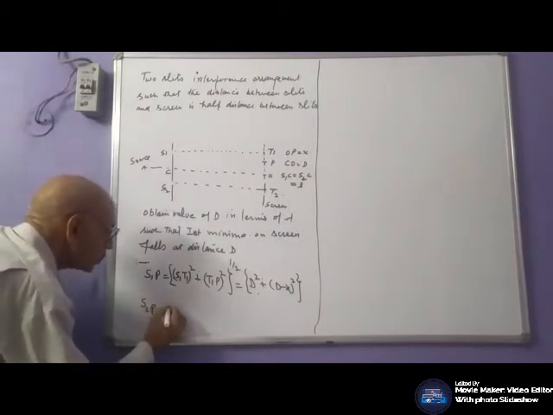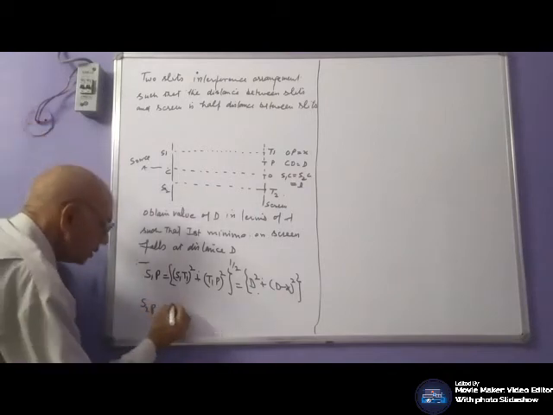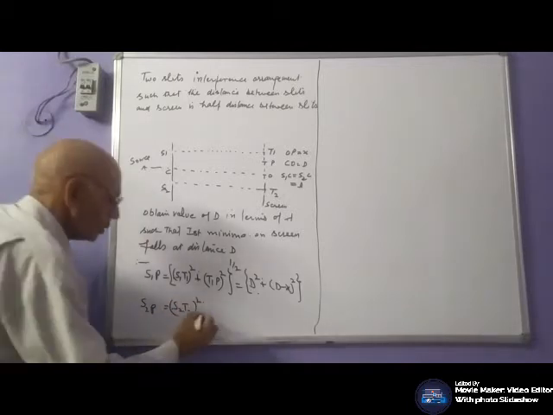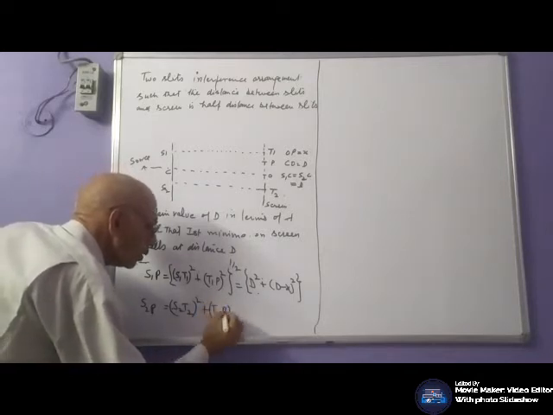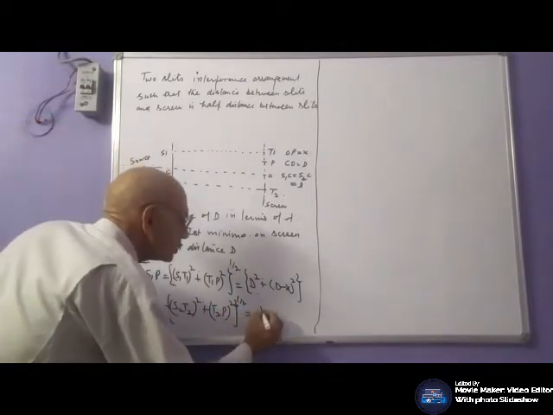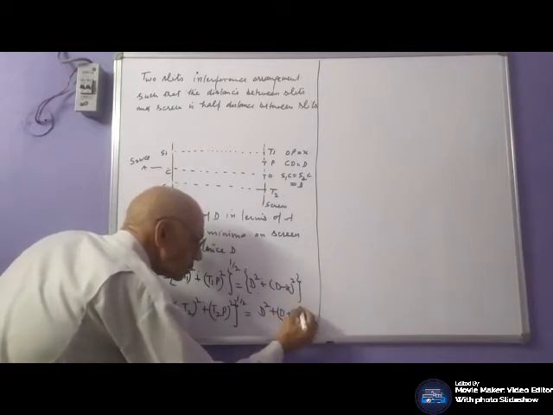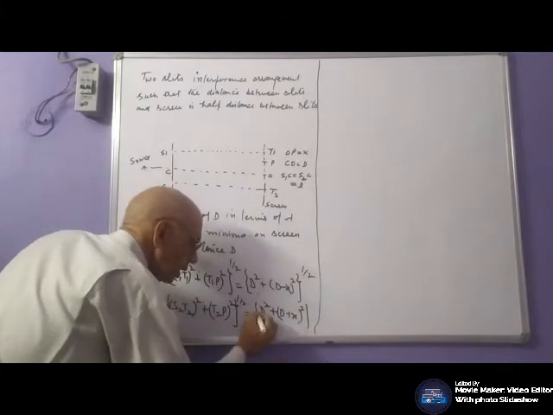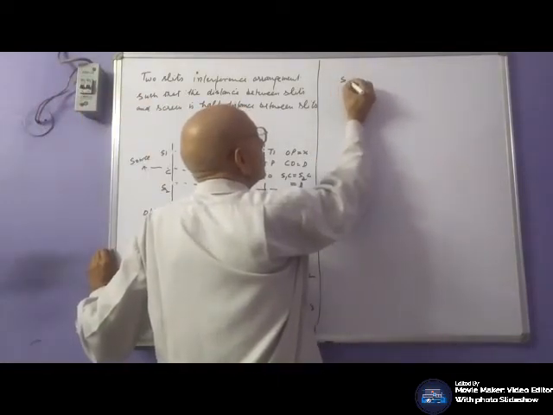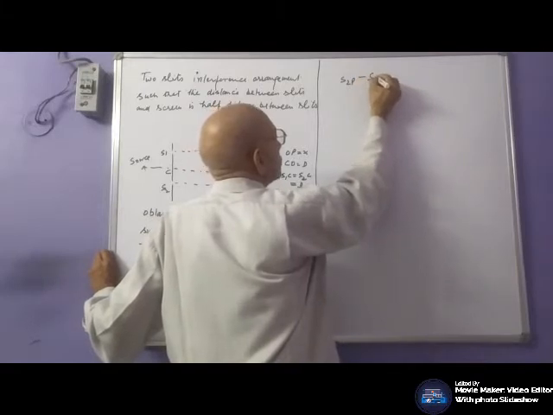S2P, this is S2P, this length, it is S2T2 whole square plus T2P whole square under the root. It is D square plus D plus x whole square, to the power 1 by 2. Path difference S2P minus S1P.